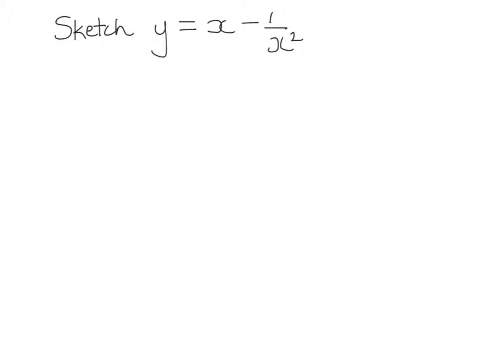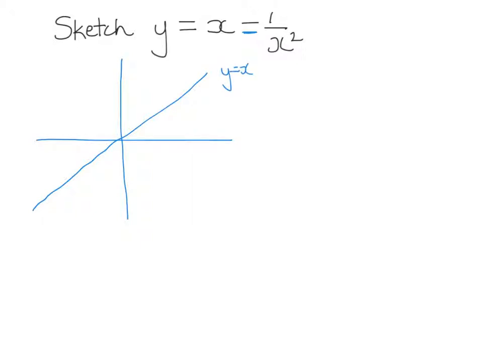Okay, so far we've done two addition of ordinates graphs with plus between them. What happens if we have a problem like this, where there's a negative between them? How can we use addition of ordinates? Well, y equals x looks like this. There's the graph of y equals x.